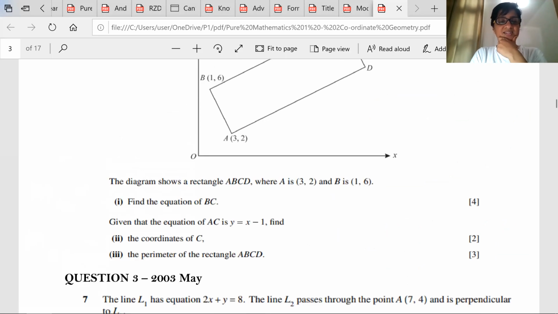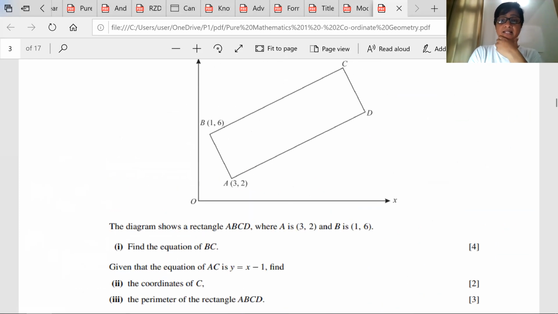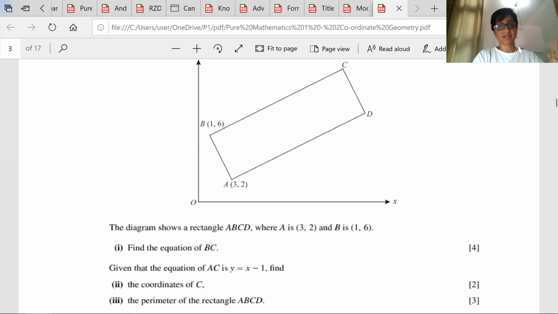Then it says, given that the equation of AC, that's a diagonal, right? The equation of AC is y equals x minus 1, so it's given. Find the coordinates of C. Does it immediately strike you what to do? You just found the equation of BC. They give you the equation of AC. Find the coordinates of C.